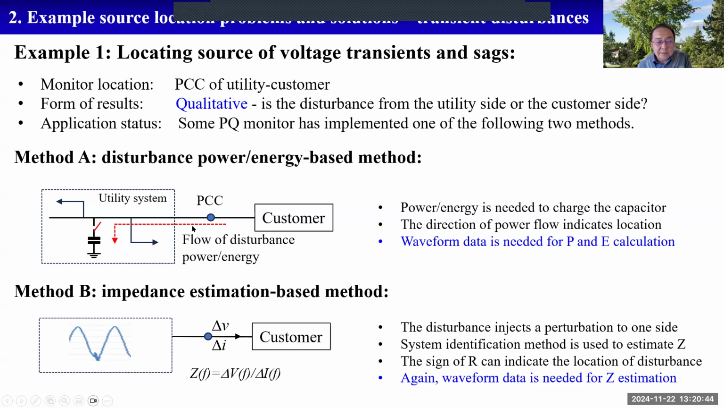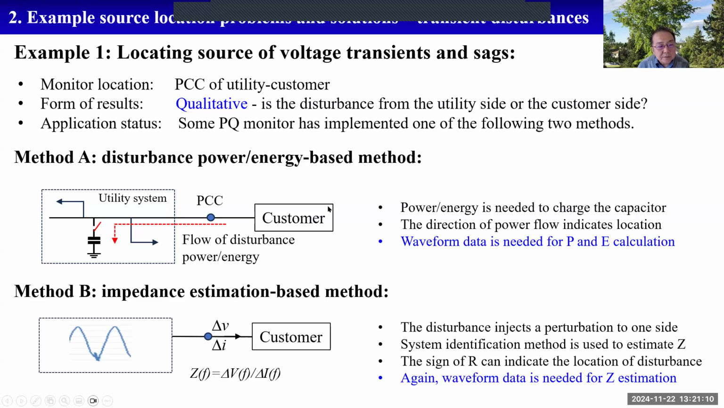Therefore, by the direction of the power flow, the transient power flow indicates the location. The waveform data is needed because this is a transient event. You want to find the disturbance power or energy. Energy means integration of power to get a result.